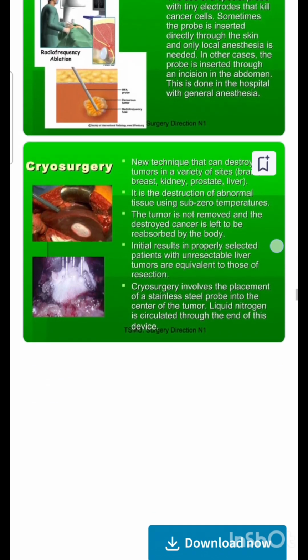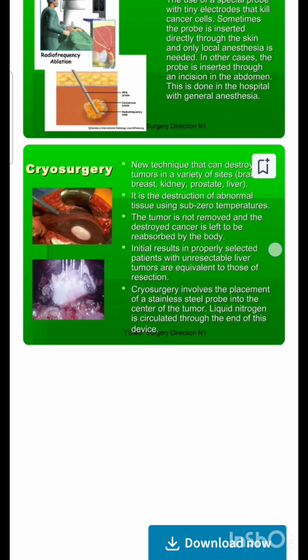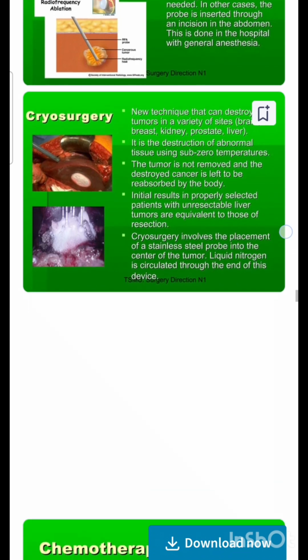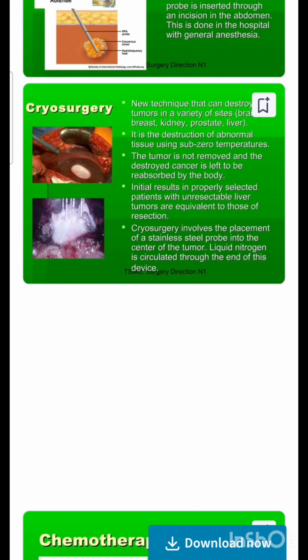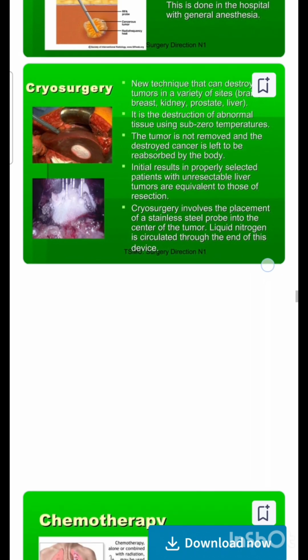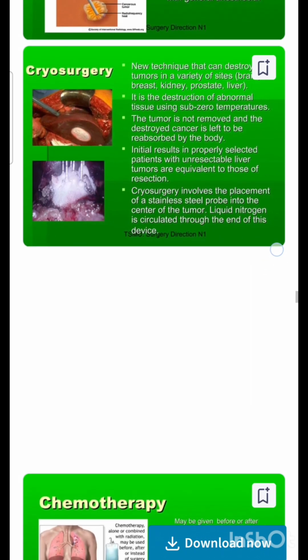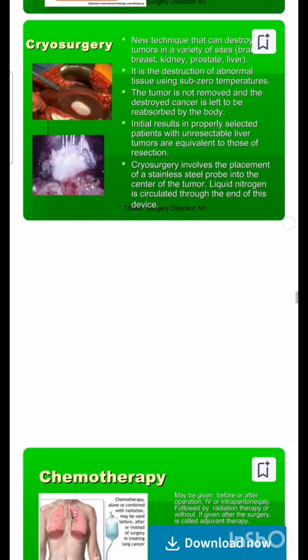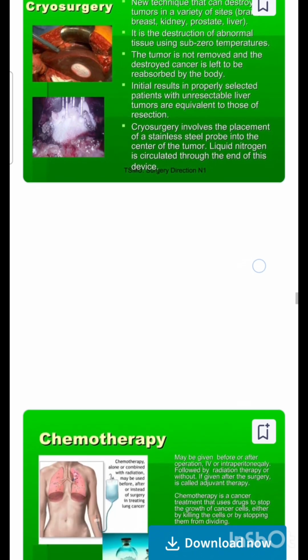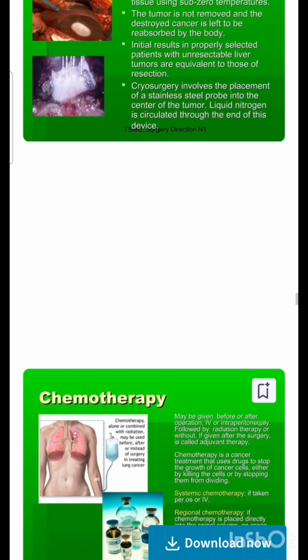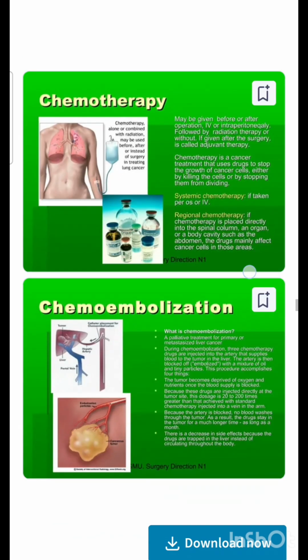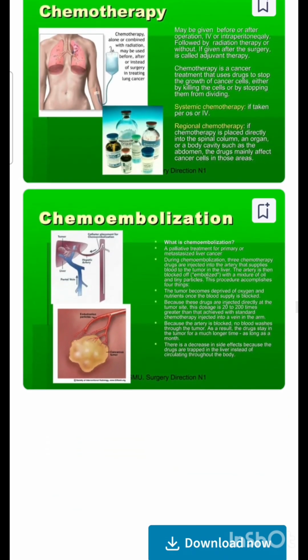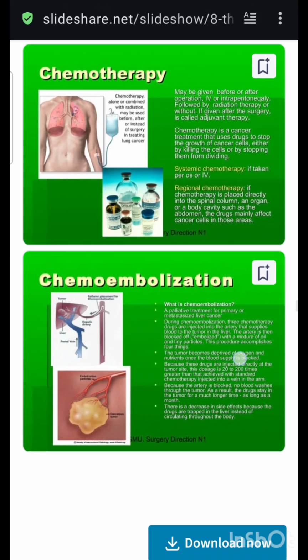Cryosurgery is another new technique that can destroy tumors in various sites, destroying abnormal tissue using sub-zero temperature. Initial results in properly selected patients with unresectable tumors are equal to resection. Okay, that is saying it's good. Cryotherapy involves placement of a stainless steel rod into the center of the tumor. Liquid nitrogen is applied through the end of this device. And then chemotherapy and chemoembolization can be done before or after this.